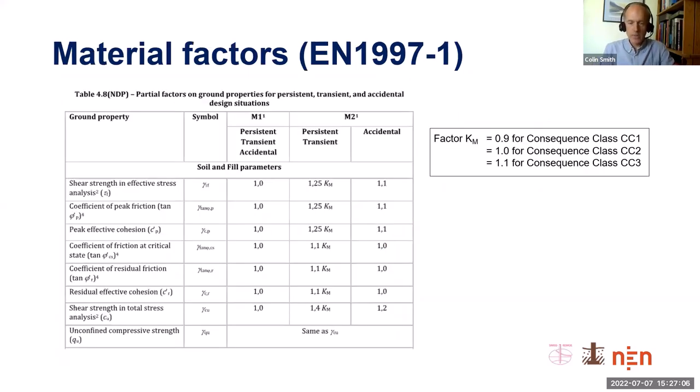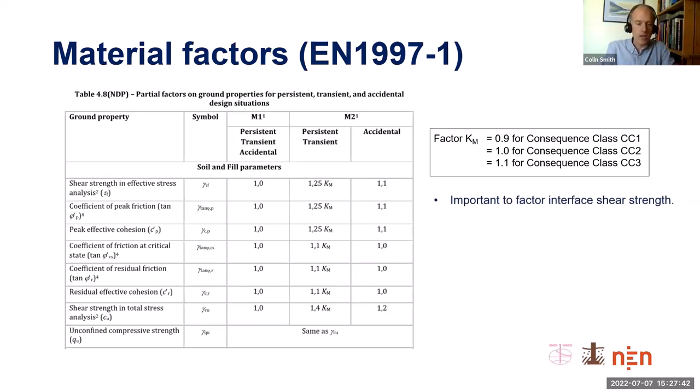If we then turn to the materials factors table, again, there are modification factors for consequence class. I don't want to go into those. Those just change those numbers. You'll see that M1 are all unit factors. M2 are, again, the factors you'll be familiar with from design approach 1, combination 2, or design approach 3. There are some additional factors. So again, not directly relevant to numerical methods, but there are factors that address critical state and residual friction.